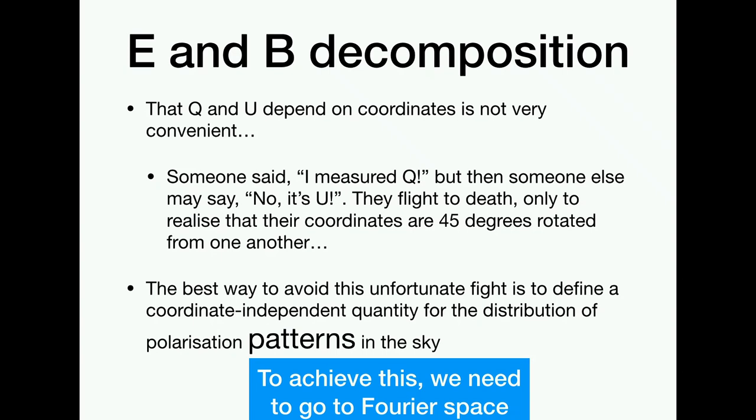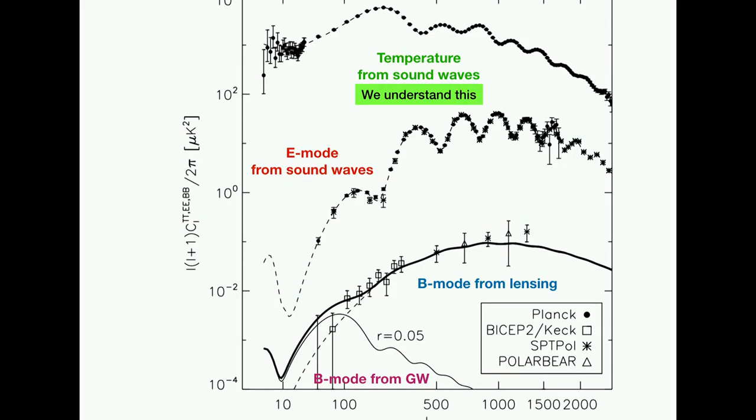So that will be what's called the E and B decomposition, and we'll do that tomorrow. In the meantime, let's look at this. This is the temperature power spectrum. This is the E-mode power spectrum we will do tomorrow. This is the B-mode power spectrum coming from gravitational waves with tensor to scalar ratio of 0.05. This is the B-mode from lensing that we don't cover because we don't talk about lensing in this lecture. Just appreciate that you understand this completely. Absolutely 100% you understand this. Every single detail of it, okay?